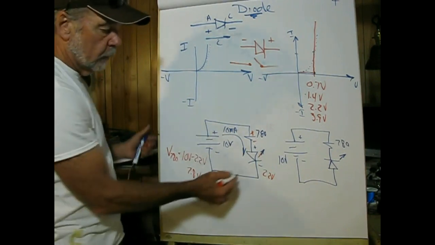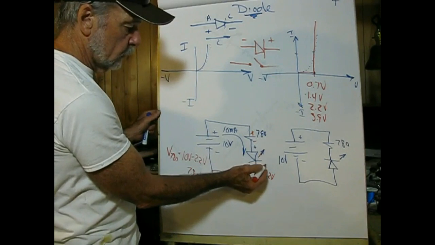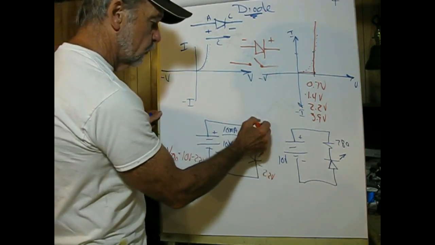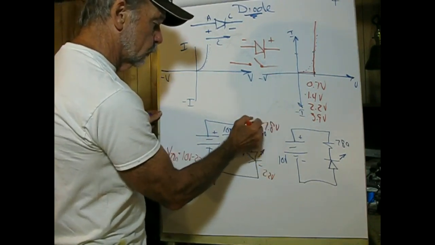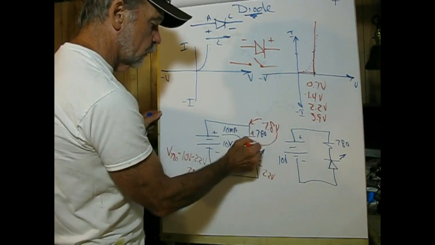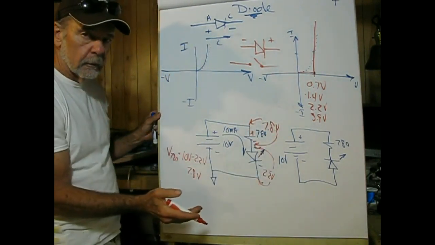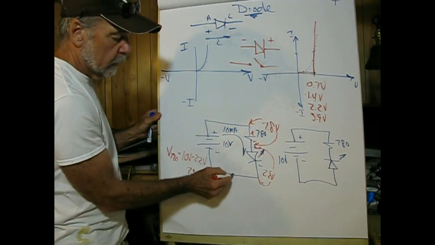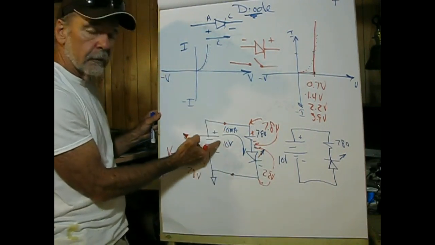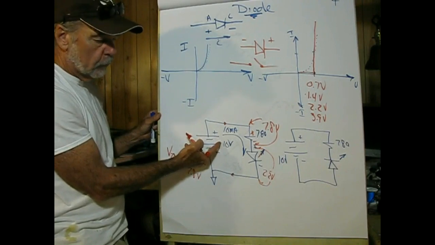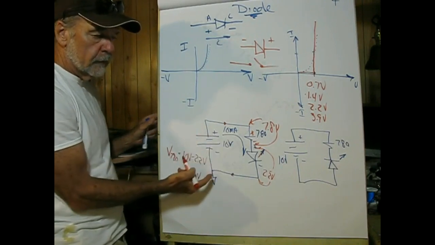So what we have here is a 2.2 volt drop across this, and a 7.8 volt drop across this, and if we add these together, we see that we meet Kirchhoff's requirement that they add up to 10 volts. So once again, it's always a good safety check.